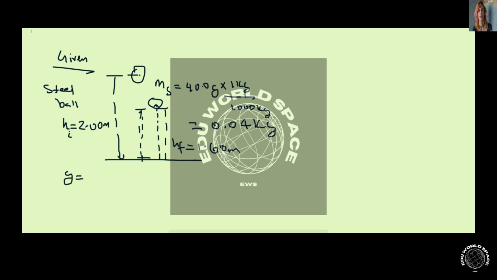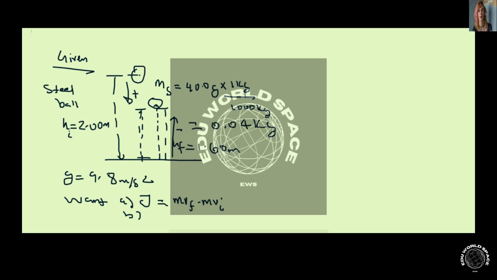Remember, acceleration due to gravity, g, is 9.8 meters per second squared. You can think of going downwards as positive and going upwards as negative. In part A, we want to find the impulse delivered by the force. Remember, impulse is just the change in momentum, or the final momentum minus the initial momentum. So we're going to have to find the final and initial velocity.